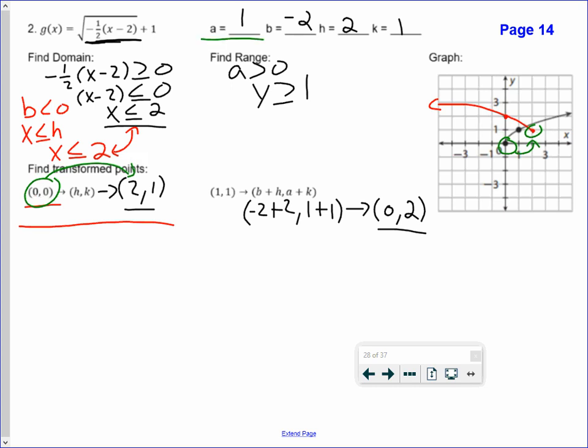Our A is positive, so we have to be going up, but our B is negative, so we have to be going to the left. It got reflected over the y-axis. So instead of going to the right, we are now going to the left, and that's exactly what we have in our red function. So we're good to go.